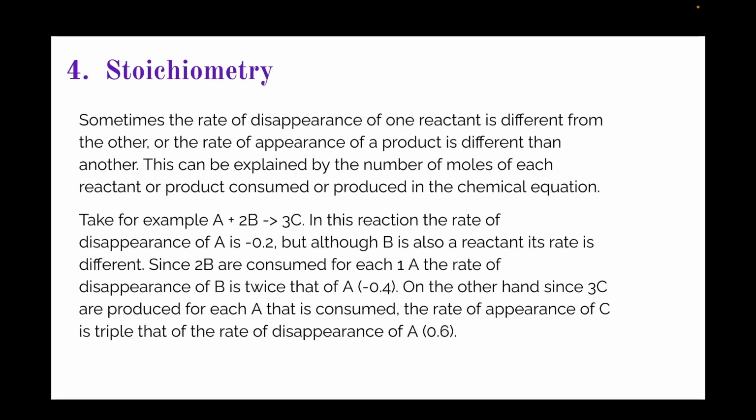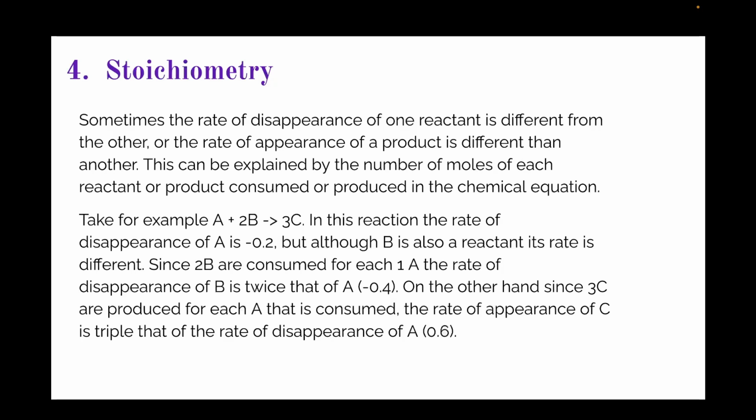And so this can be explained by the number of moles of each reactant or product consumed or produced in the chemical equation. Also, not mentioned earlier, but the rate of appearance is the exact same as the rate of disappearance, except the rate of appearance is positive while the rate of disappearance is negative most of the time. So if you had A turning into B, then the rate of disappearance of A is just the negative version of the rate of appearance of B.